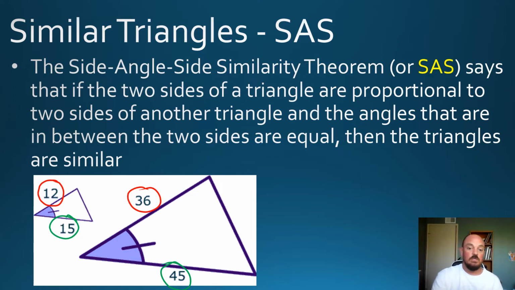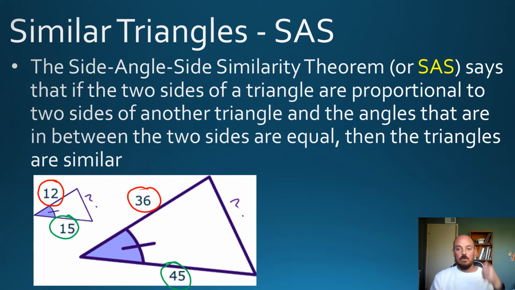I don't need to know the third one. Remember, we don't know what this side is over here and this side over here. If I did, I could do SSS. But this is different. This is for when you only have two sides and the angle in between them. So this would be enough to say the two triangles are similar.